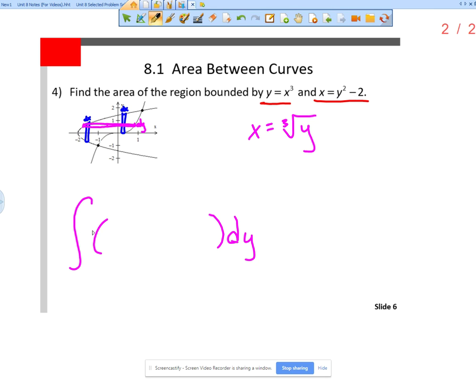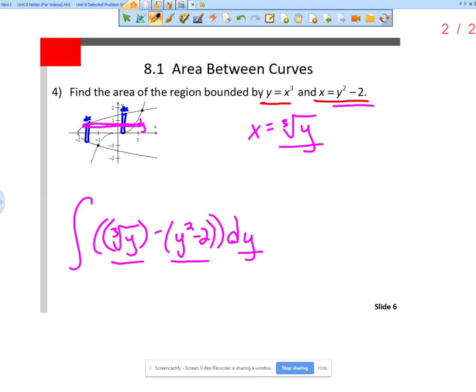Now I'm going to take the upper boundary. Remember, if you tilt your head to the side, the upper boundary is that y equals x cubed, but it needs to be in the x equals form. So cube root of y. And then we subtract the lower boundary, which is this quadratic, y squared minus 2. Remember, if we're integrating with respect to y, then we can only have y's in our integrand, which means that our equations have to be in x equals form.